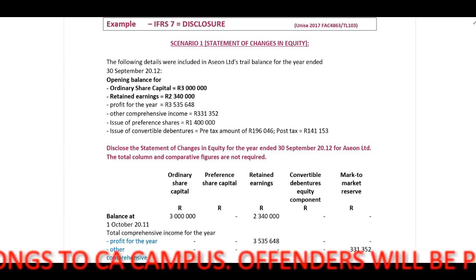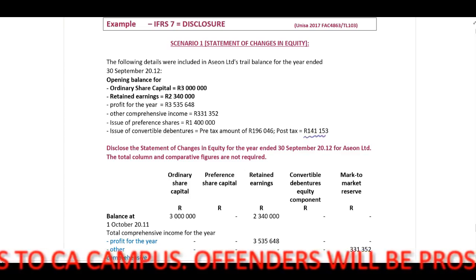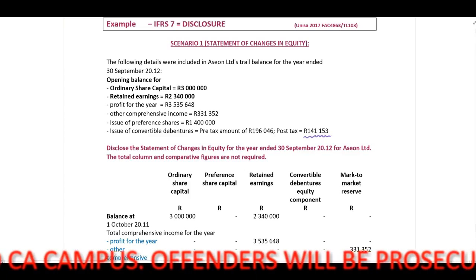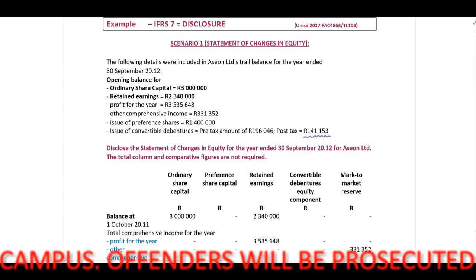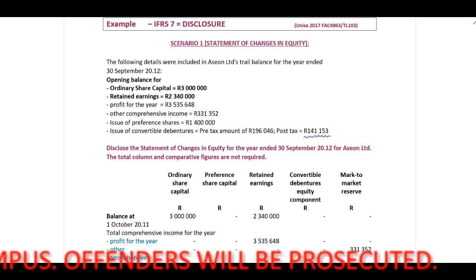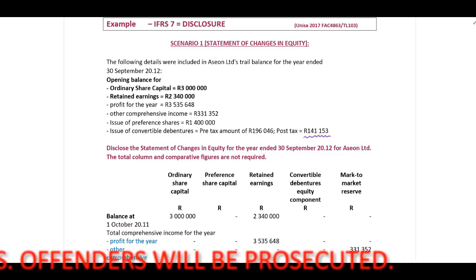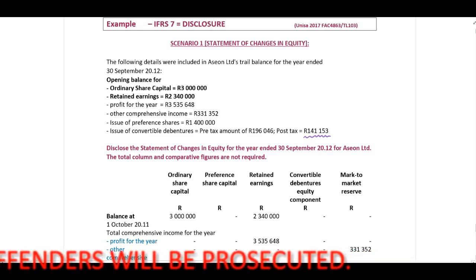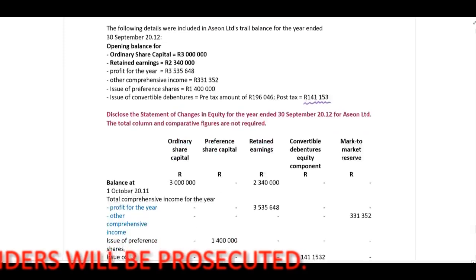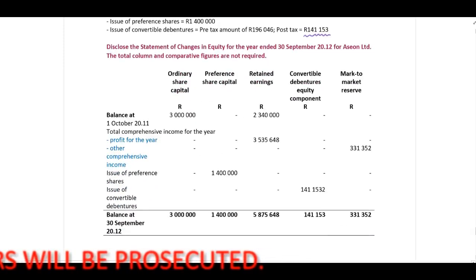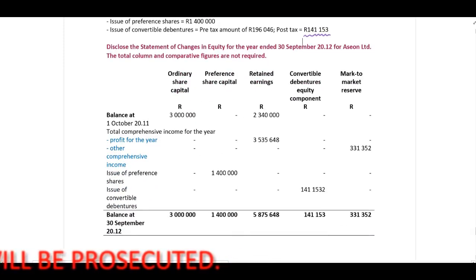196,046, as well as a post-tax amount. Disclose the statement of changes in equity for the year ended 30 September 2012 for ASEAN Limited. The total column and comparative figures are not required. How to approach such a question?